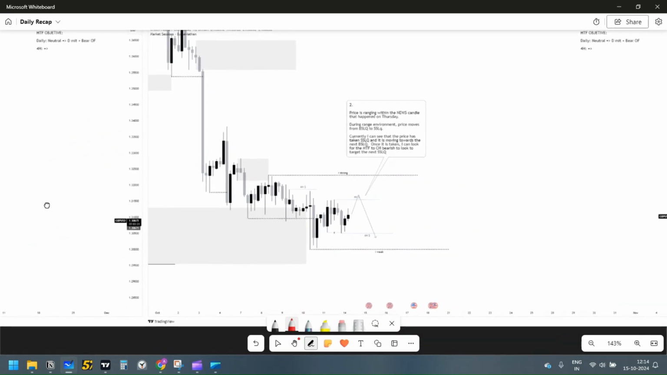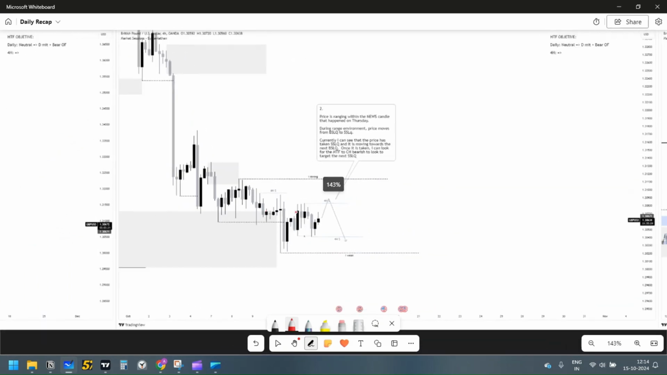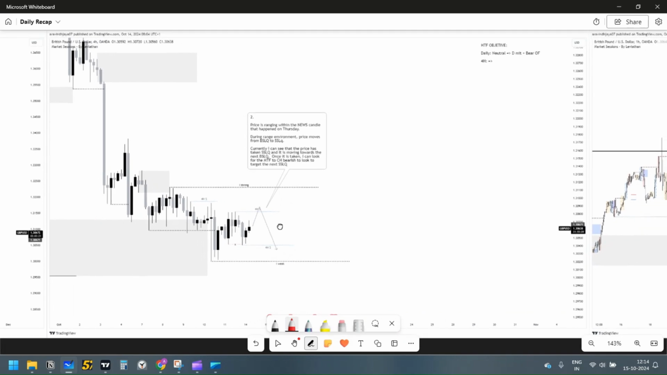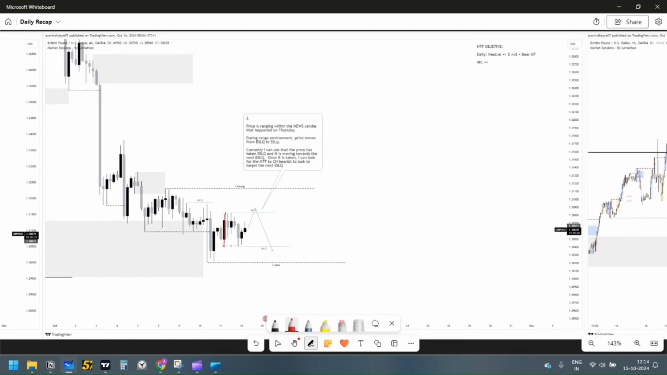So if I zoom in, I can see that the price is consolidating between this candle and all the other candles or inside bar candles. But here if you zoom in, you can see that this candle's sell side liquidity has been swept, which means this candle's buy side liquidity would be the target today. So if the price sweeps this buy side liquidity, price will come down to take out the sell side liquidity. Why? Because price is ranging with this news candle.